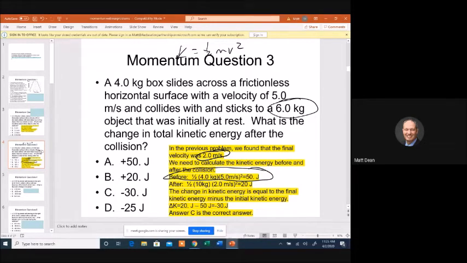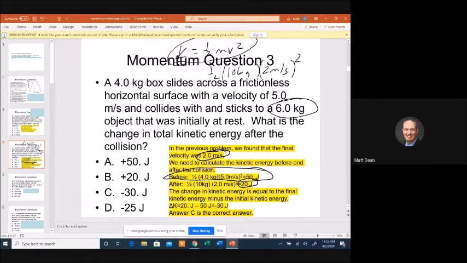After the collision, again using the same equation, we're going to take 1/2 times the combined mass, because now they're stuck together. So that's 10 kilograms, times the velocity that they're moving off together, which is 2 meters per second. Don't forget to square that. So work that out. We end up with 20 joules. So this is the kinetic energy after.